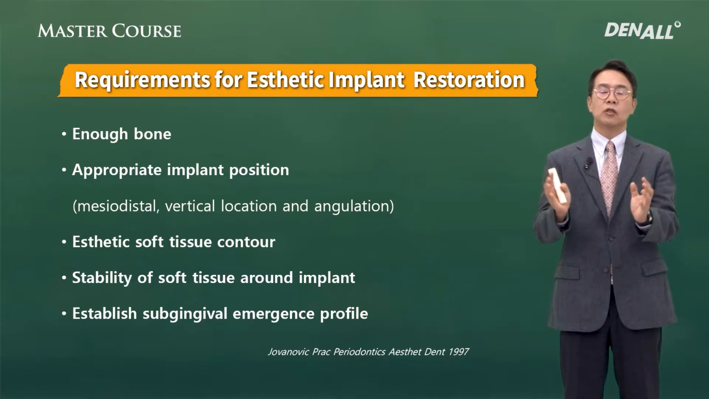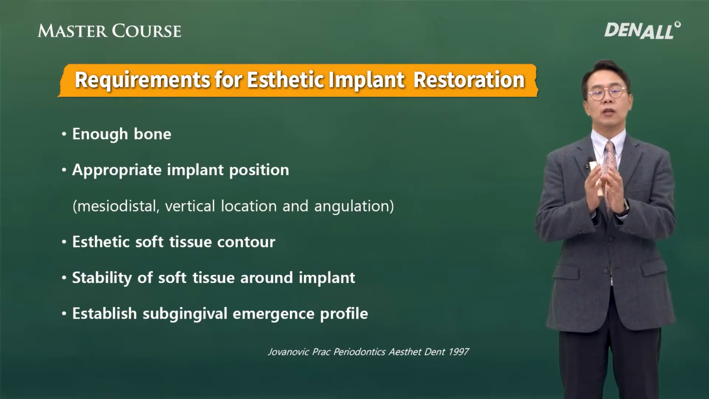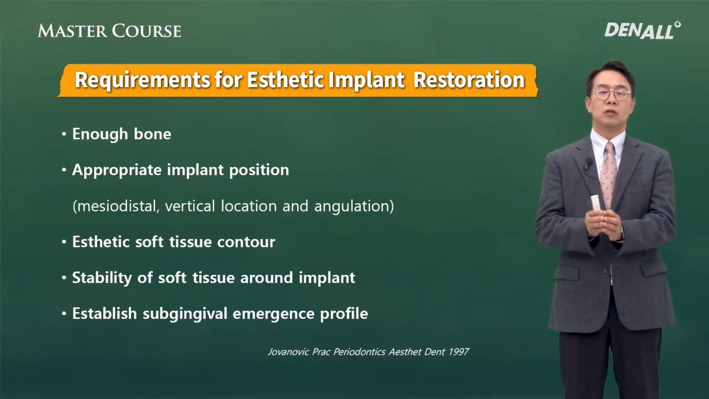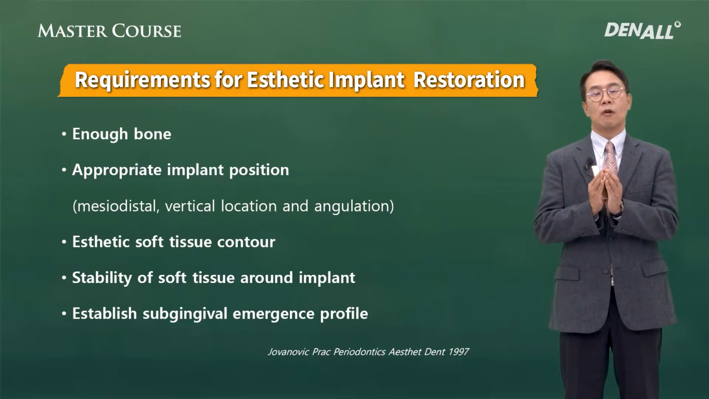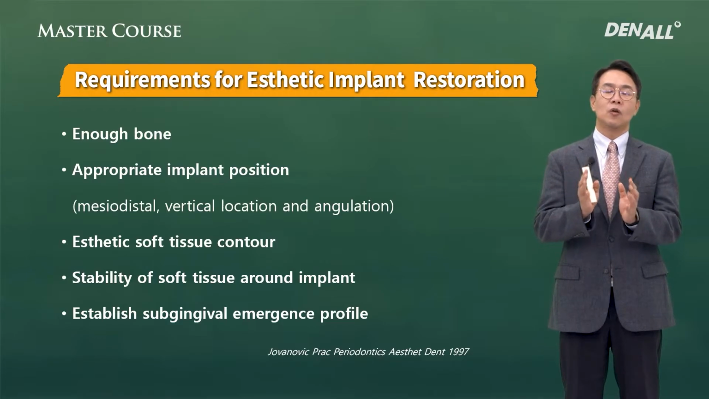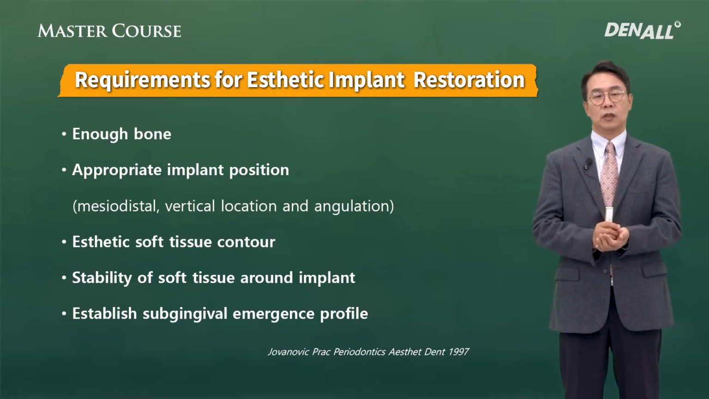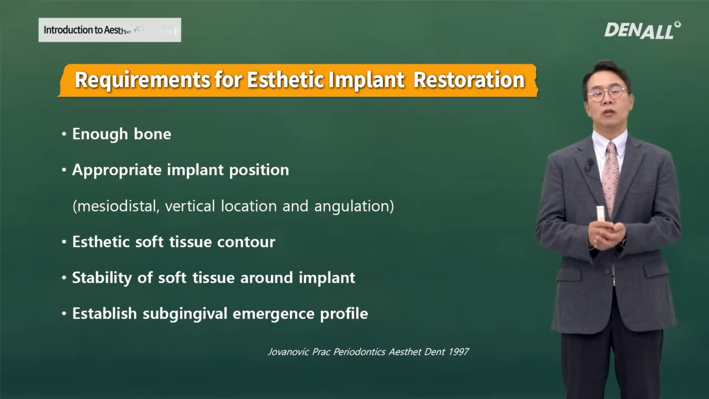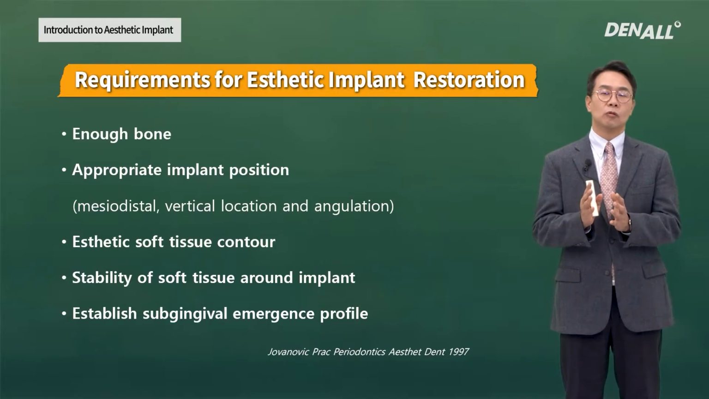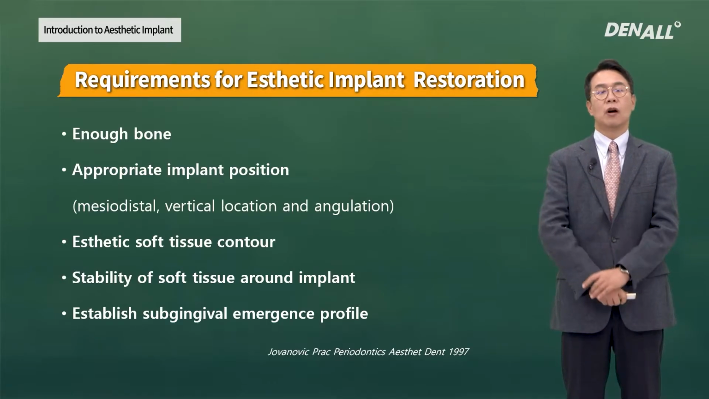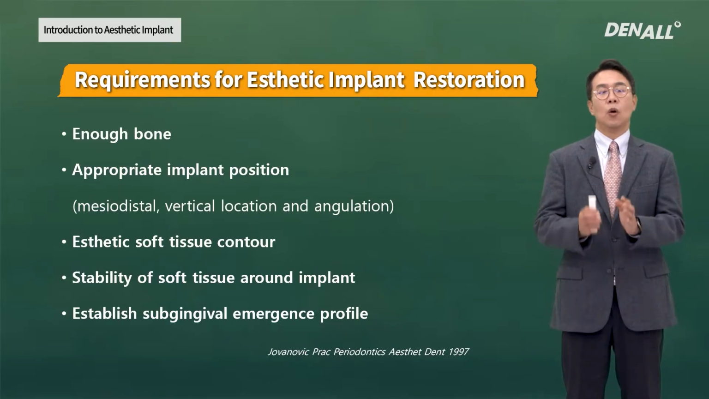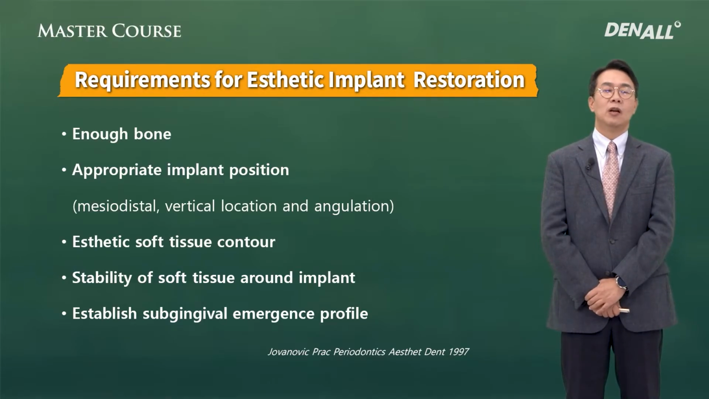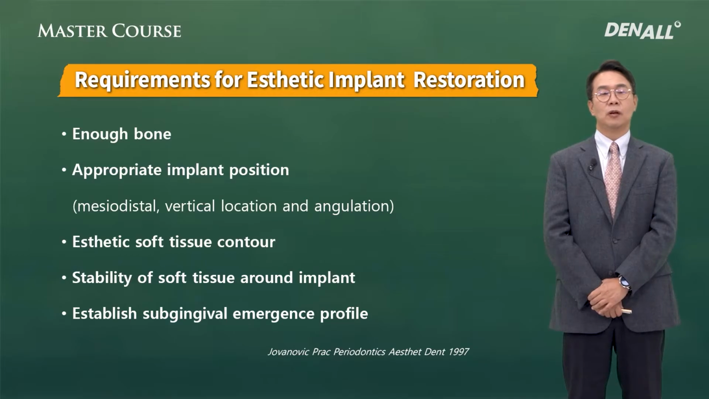So overall, aesthetic implant prosthesis needs to be achieved, and there are conditions. First, the soft and hard tissues need to have proper shape. Second, implants should be positioned appropriately. Otherwise, there are limitations to what we can do with prosthesis. We will make decisions regarding these later.